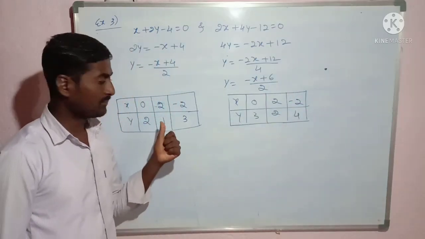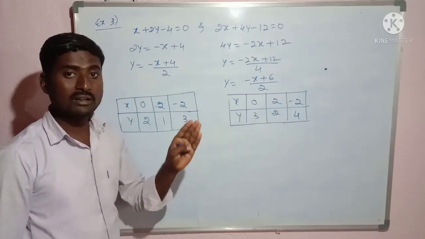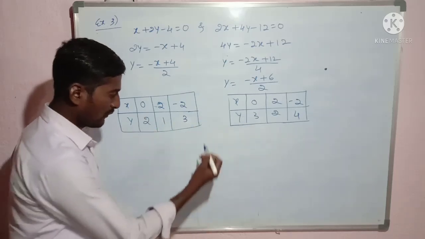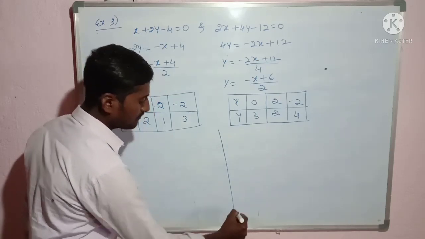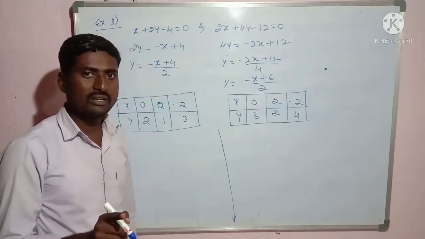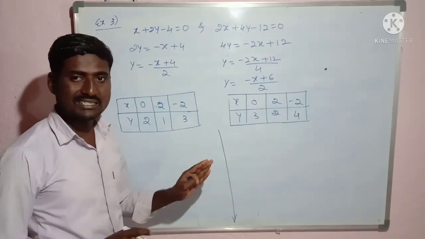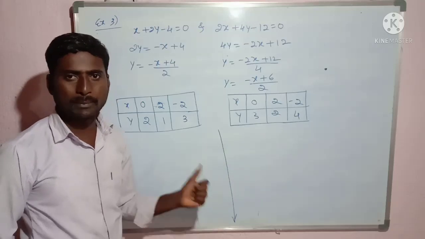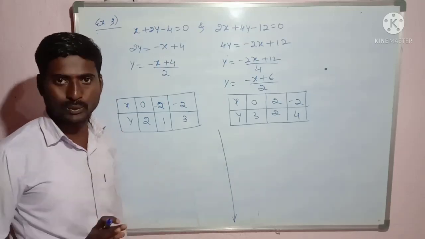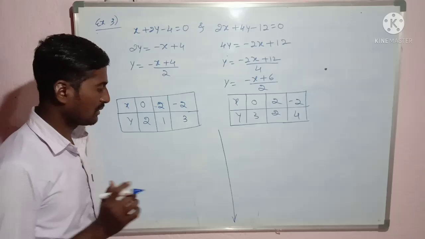Now I have to draw these two lines graphically. For that I have to take the x-axis and y-axis. For this one, you must draw it in a graph. Then only you will get the lines in correct positions. Otherwise, you cannot draw on a plain paper. You should draw on a graph paper only.